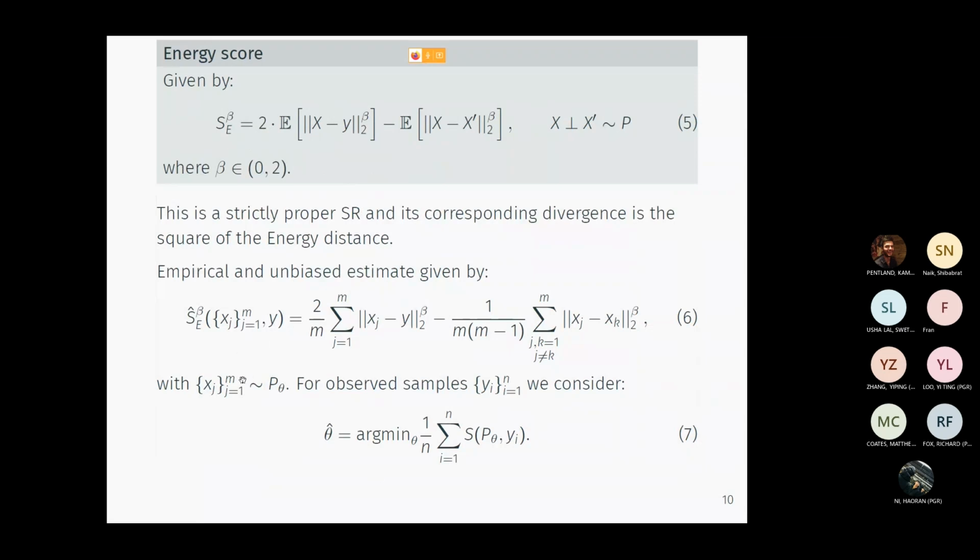Ideally, if you generate X data from P_theta, so from a distribution using the theta parameters, then when I compare them to the observed Ys, I want to minimize the scoring rule, so the average scoring rule, and that minimum should give me the ideal parameters for my setup.